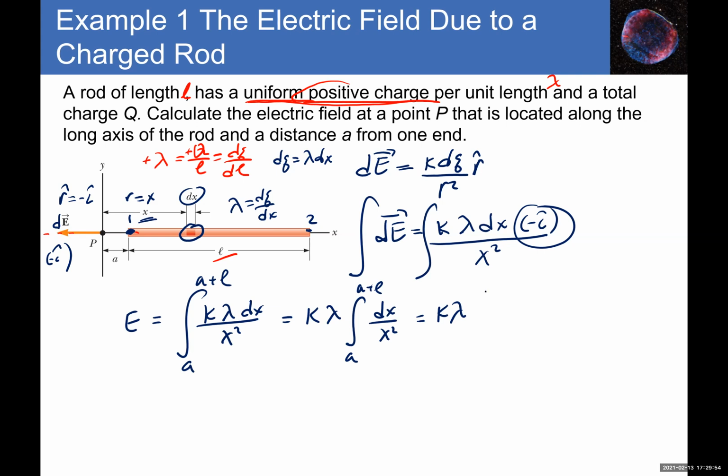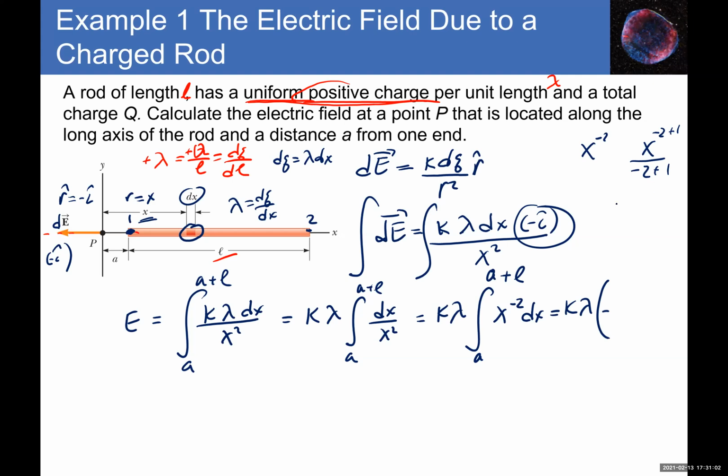So this is negative 1 over x. Remember, the idea here is that this is x to the minus 2 dx going from A to A plus L. Integrating x to the minus 2 becomes x to the minus 2 plus 1 over minus 2 plus 1. So this will give us basically negative, right?